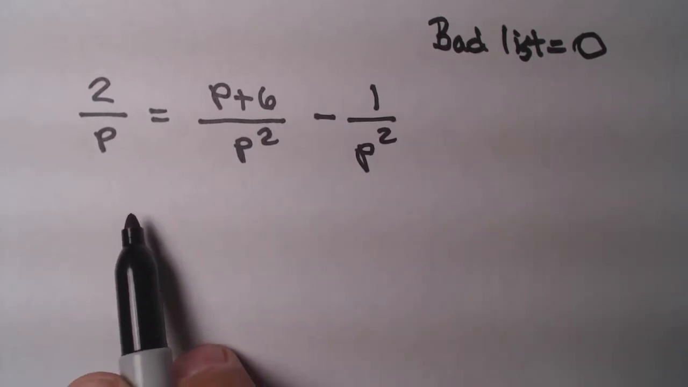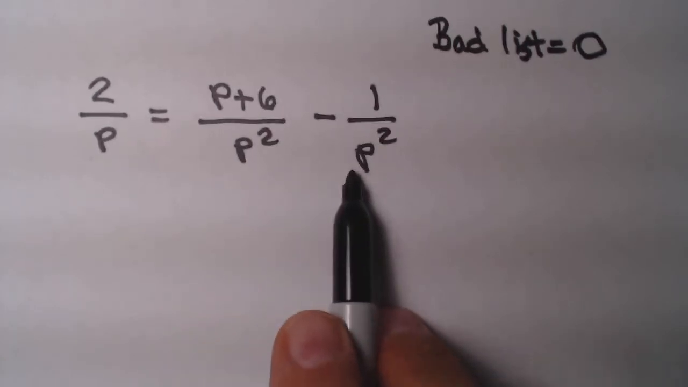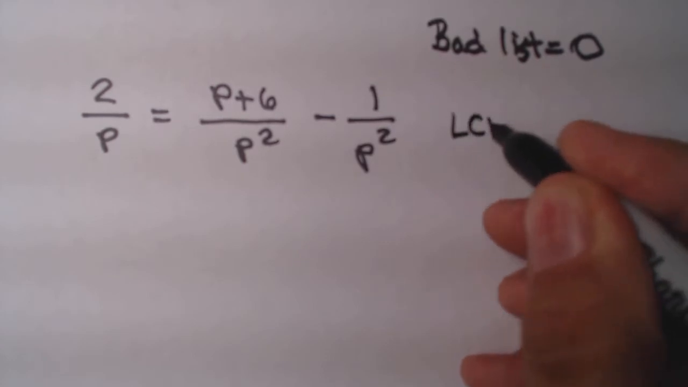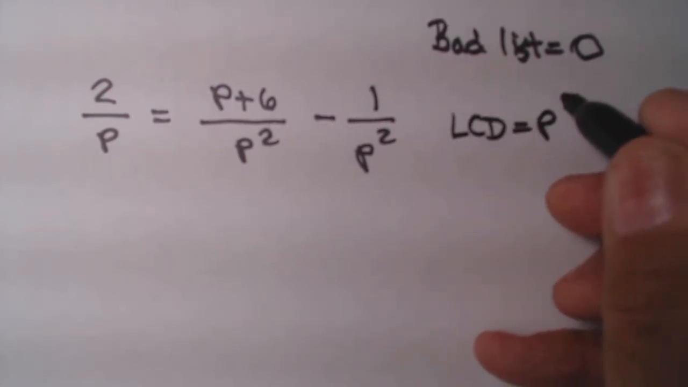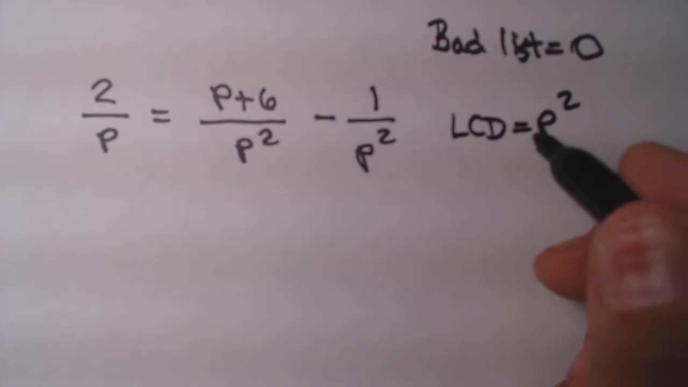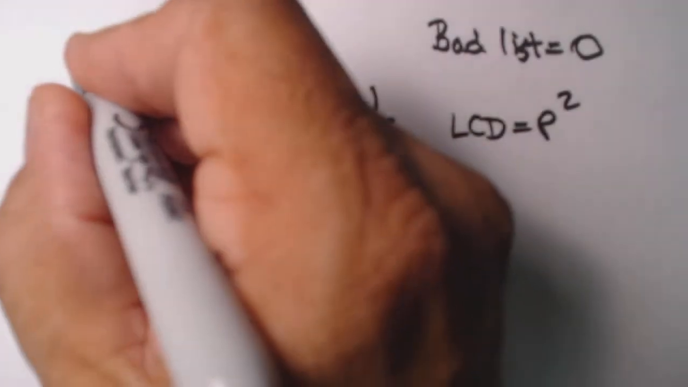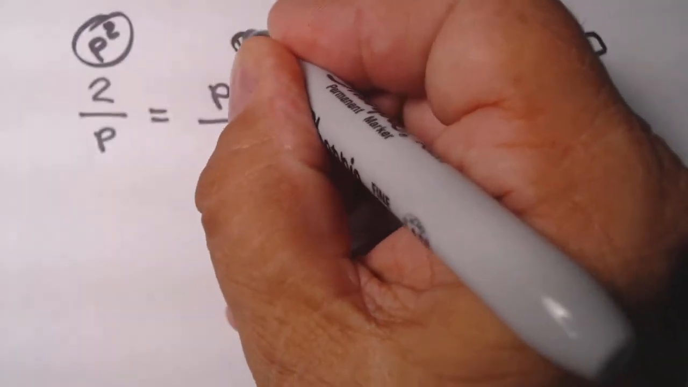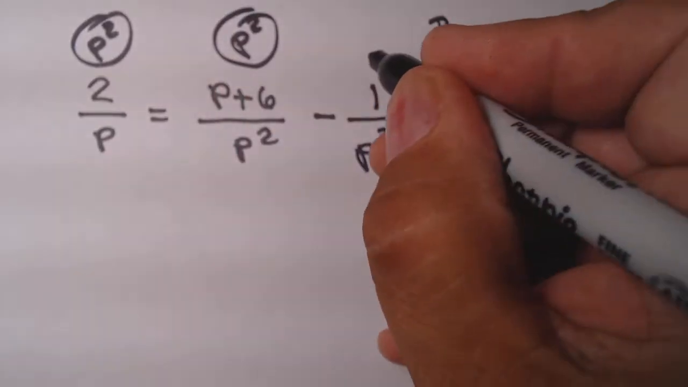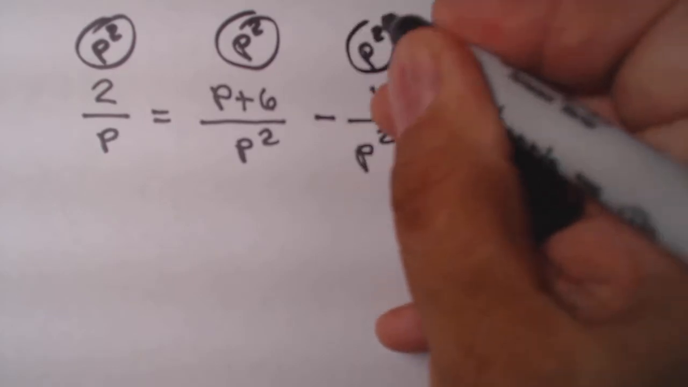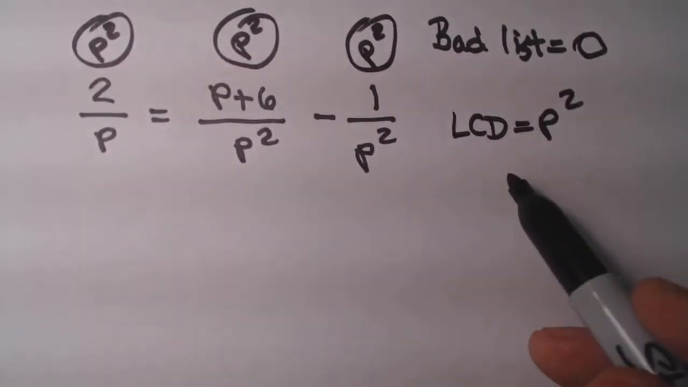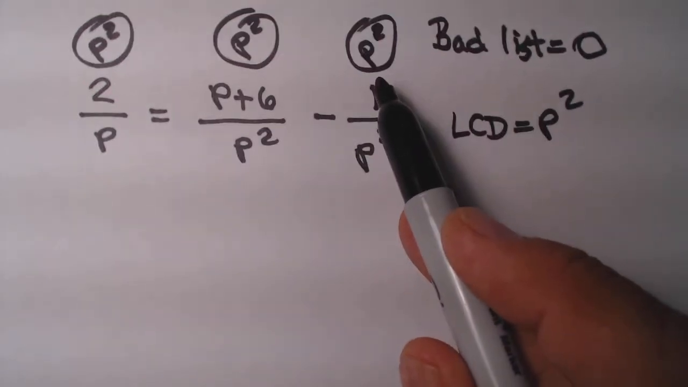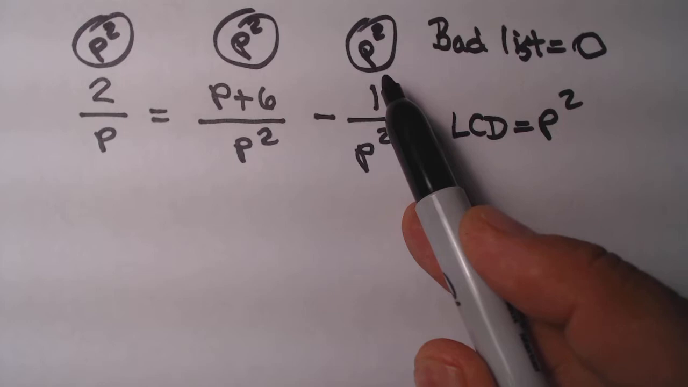Now, the next thing we do is look at the LCD. Well, we got p squareds here, p here, so the LCD is going to equal p squared. Now I'm going to multiply each and every term by this p squared. Again, be very careful you don't goof this up. That's why I do this type of process, because then I can double check it real well. Notice I've hit each term, the one on the left, the two on the right, by p squared. So I'm treating everybody the same.